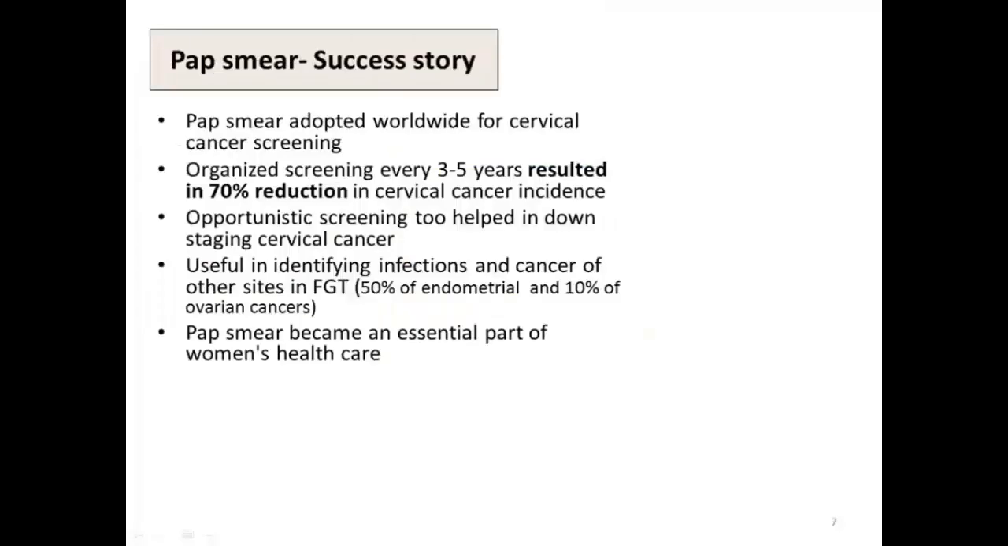By this time, pap smear was adopted worldwide for cervical cancer screening. In developed countries, through organized screening, they showed a 70% reduction in cervical cancer incidence. The developing countries also, through their opportunistic screening, could downstage cervical cancer to some extent. It was a tool which was very useful not only for cervical cancer but also for identifying cancer from other parts of the female genital tract like endometrial cancer and ovarian cancer, and also it helped in identifying many infections. So it became a very essential part of women's health care.